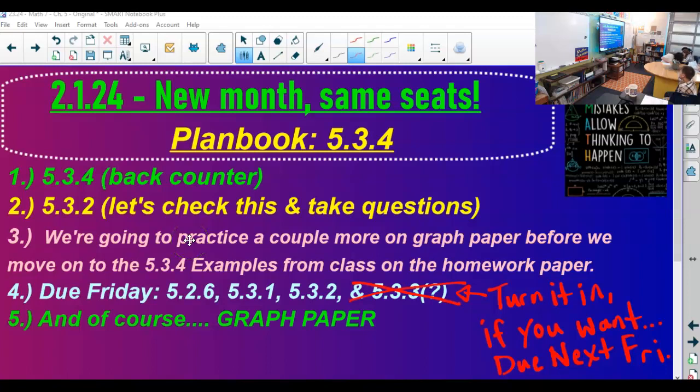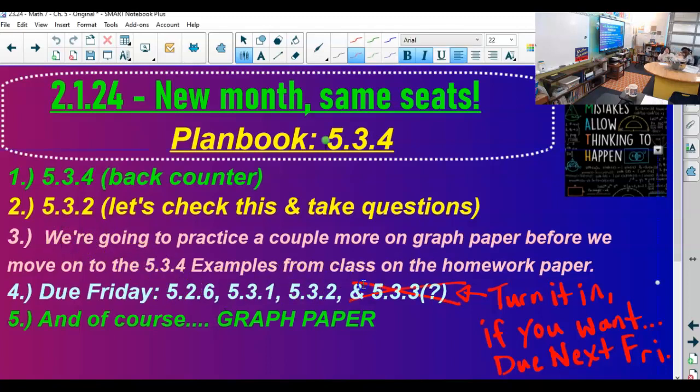Do homework at the end of class. But if we can't start on time, then we probably can't end on time. So we need graph paper out, of course. We're going to check 532, and if you haven't done it, why not? You've had it since Tuesday.